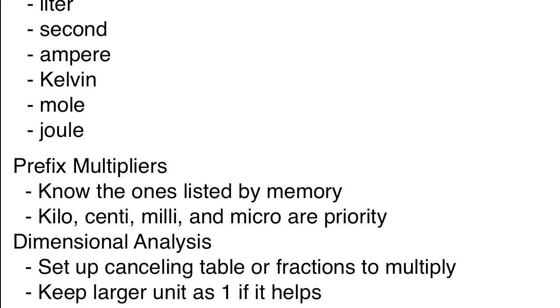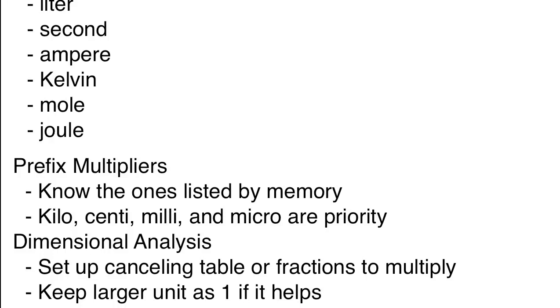Now, many of these units can have prefix multipliers, which we were discussing. So you need to know the ones that I put on the list here by memory. There was a good handful of them. But more than any of them, I'm pointing this out here, you need to be comfortable with kilo, centi, milli, and micro. Those should be a priority. I would also argue that nano kind of creeps in there.